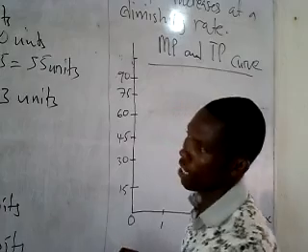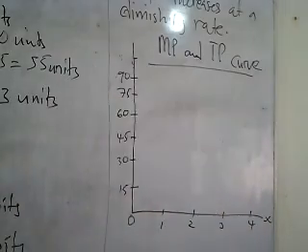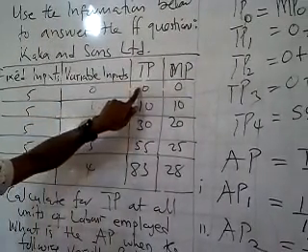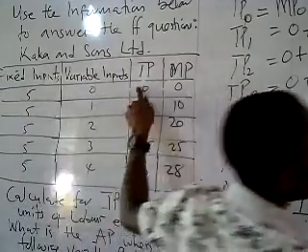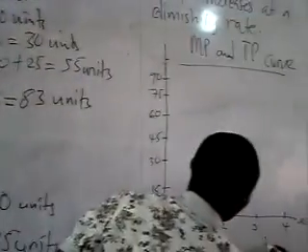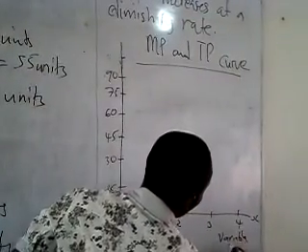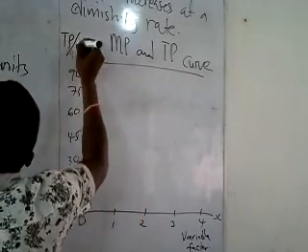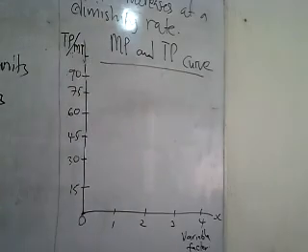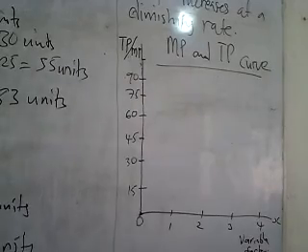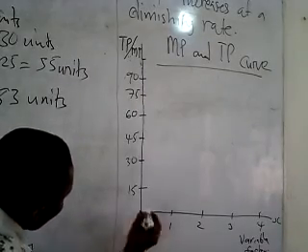So let's go back to the table. Initially, let's draw the total product curve first. When 0 unit of the variable factor was employed, total product was 0. So it means when 0 units of the variable factor employed, let's label here the variable factor. And then here will be total product and marginal product. So when 0 unit of the variable factor was employed, total product is 0. So it will start from here.